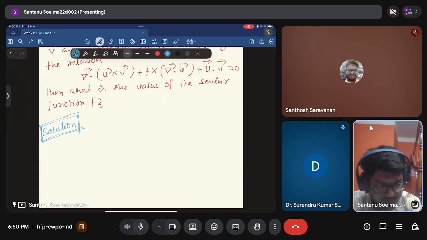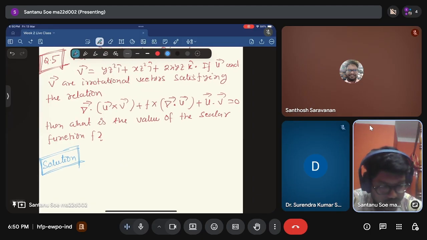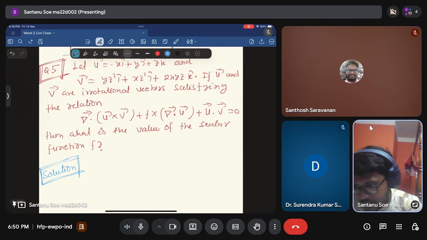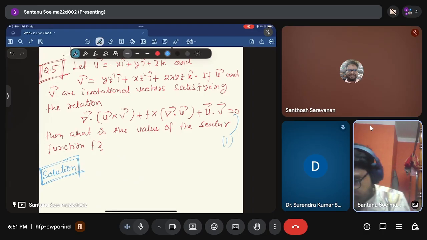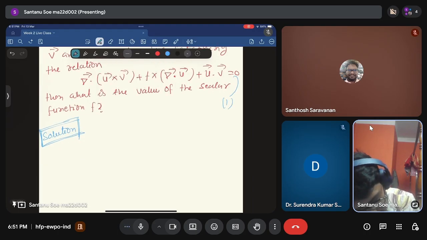So this is just an easy question, because u and v are already given, and they are irrotational vectors satisfying some relation. You just have to find out the values like u cross v, divergence of u cross v, divergence of u, and u dot v, and then put all of these in the relation. So let us call it 1. If you put it all there, then you will get your required f. Okay. So first we're gonna calculate this u cross v.